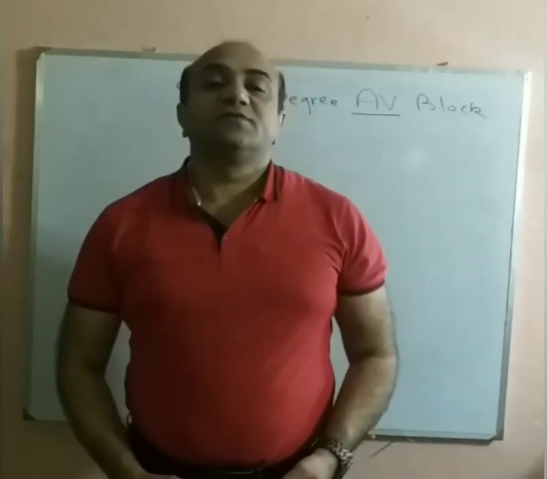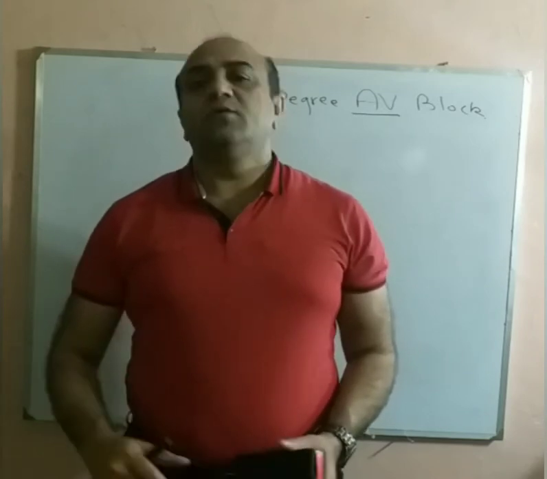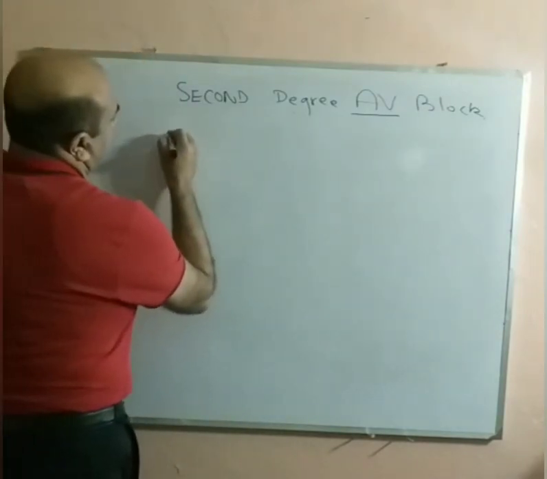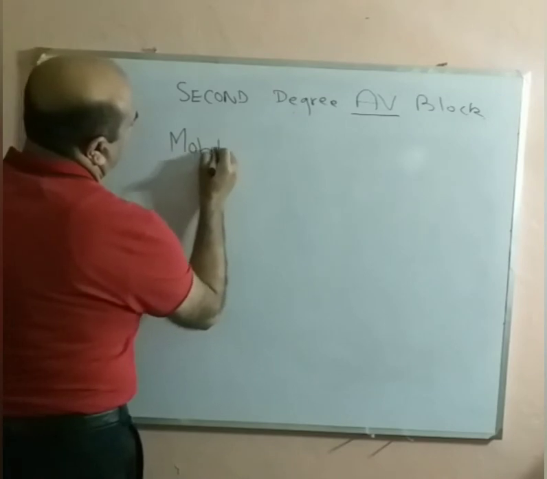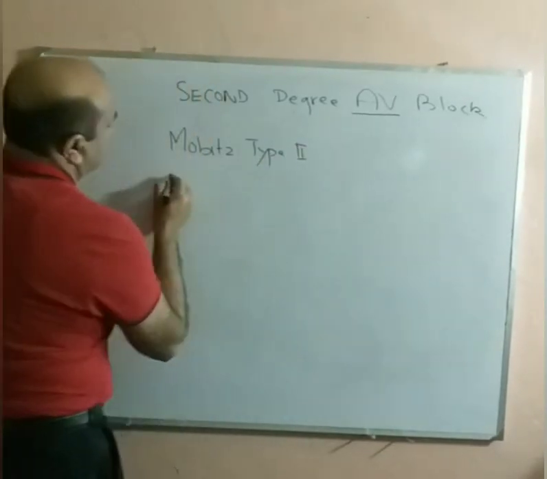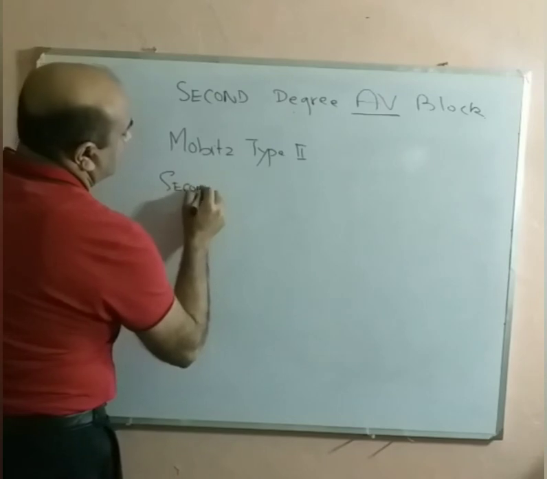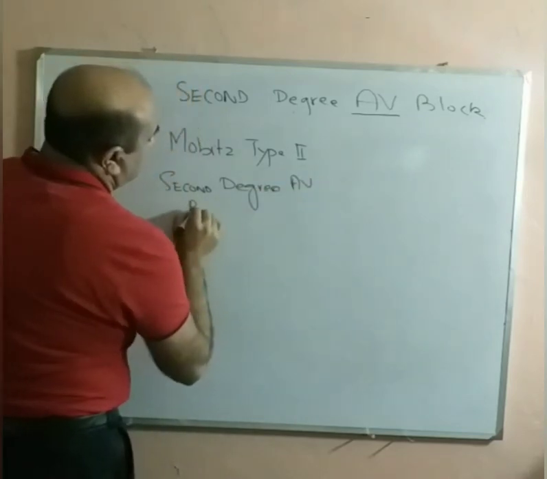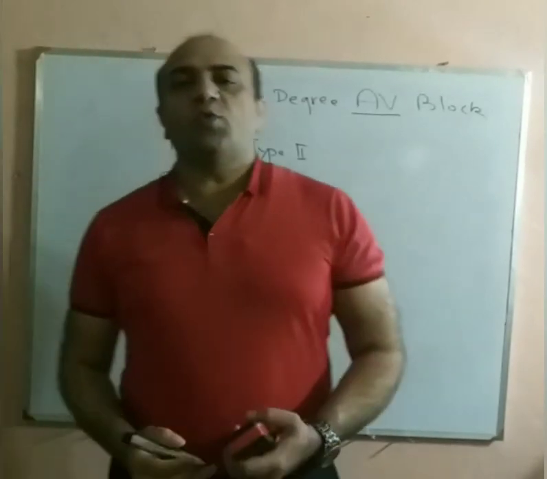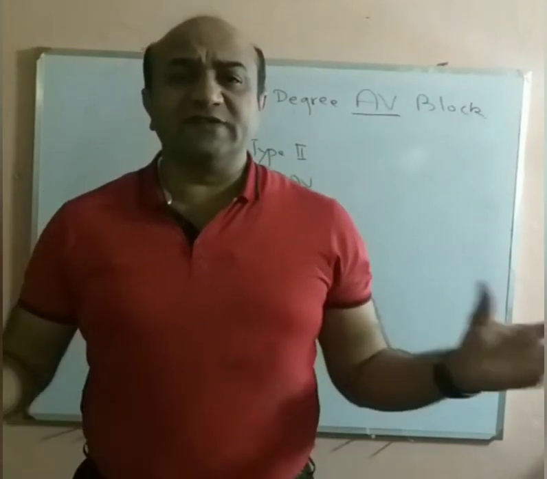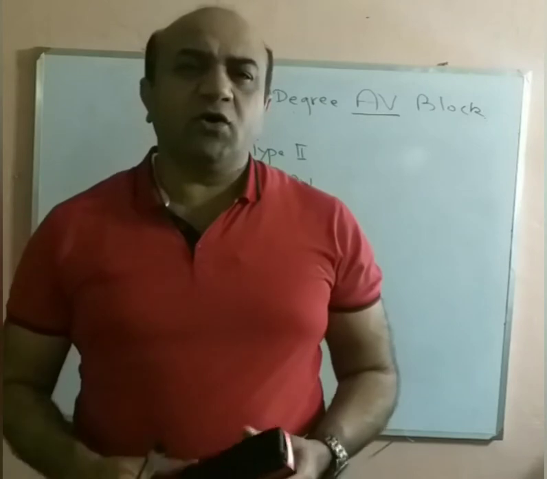Let's discuss type 2 second degree heart block, which is simply known as Mobitz type 2. So what happens in the Mobitz type 2 second degree AV block? Now the AV node has become more diseased. It starts behaving more like a mad dog trying to bite every other person.